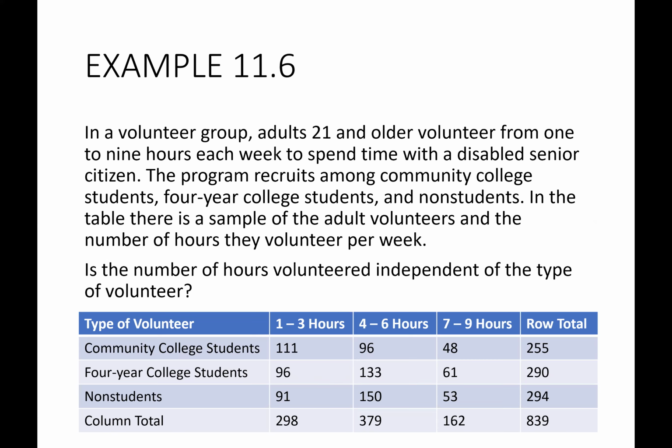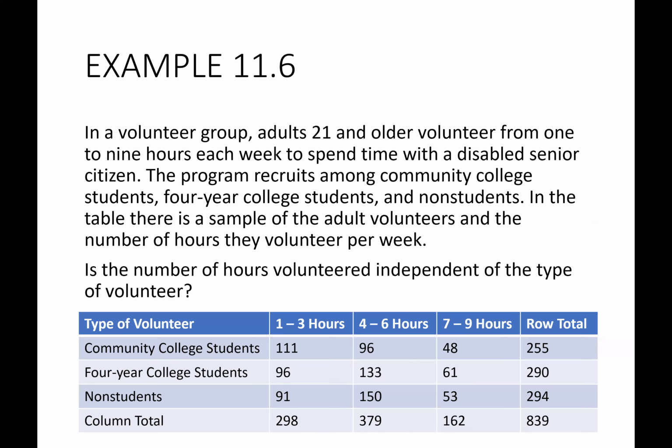So here's what they've observed. Community college students, 111 volunteer 1 to 3 hours, 96 4 to 6 hours, 7 to 9 hours is 48, and they actually give me the row total there, which is very convenient because in a lot of your homework problems, you're not given the row total, so you do have to add that up. So they surveyed 255 community college students.